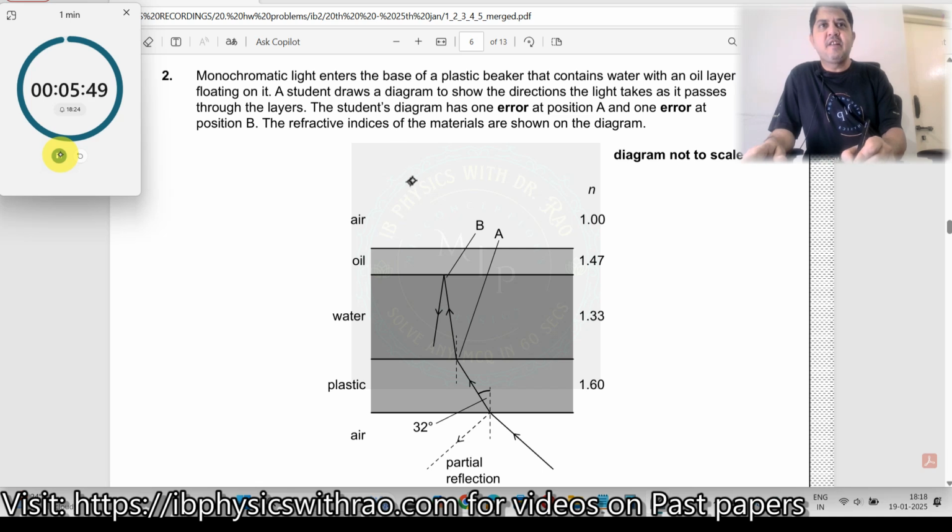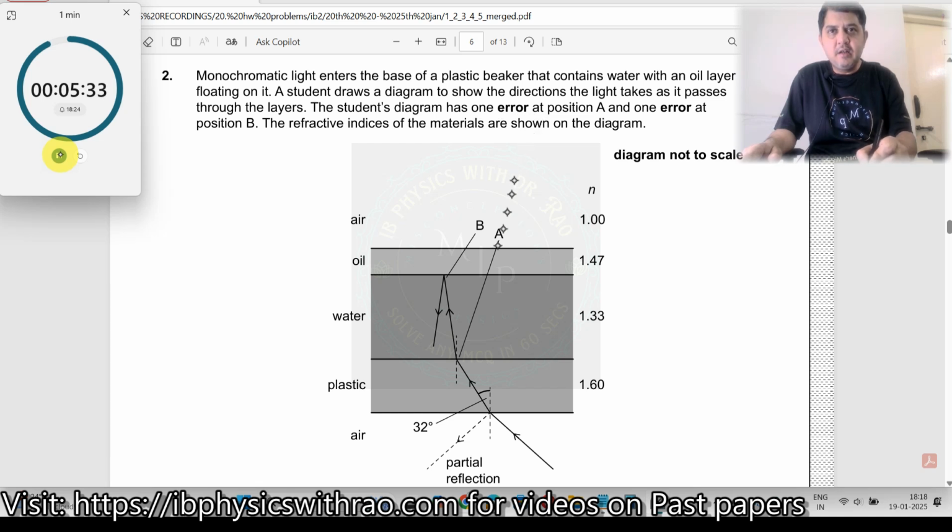Monochromatic light enters the base of a plastic beaker that contains water and an oil layer floating on it. You have air, plastic, water, oil, so there are 3 layers over here. The student draws a diagram showing directions of the light as it passes. The student's diagram has one error at point A and one error at point B. Refractive indices of the materials are shown.